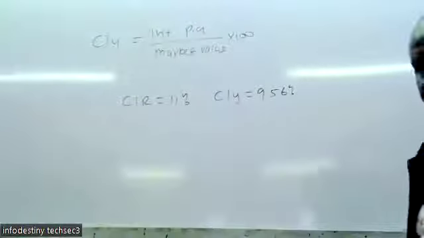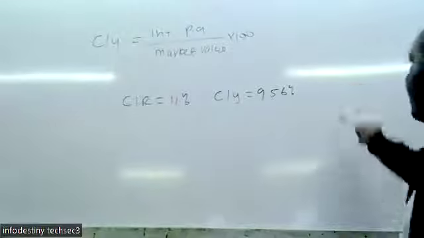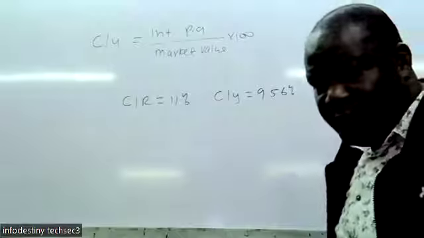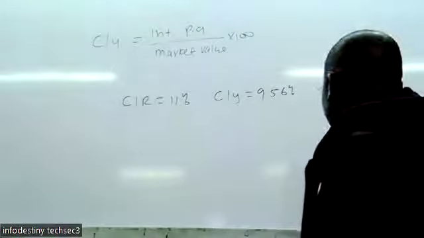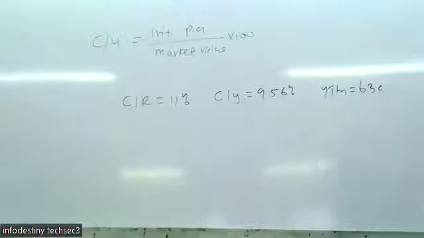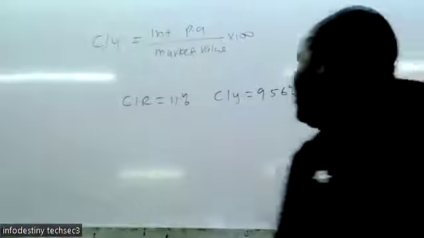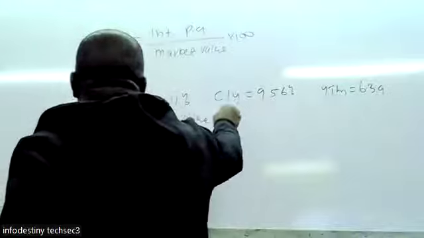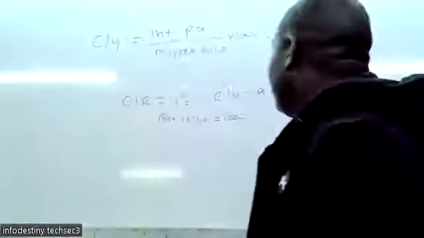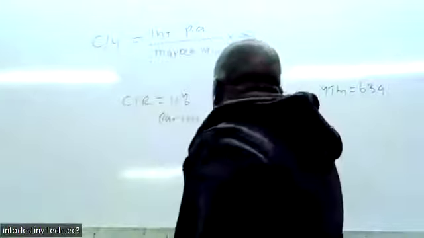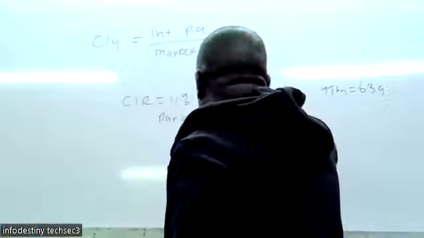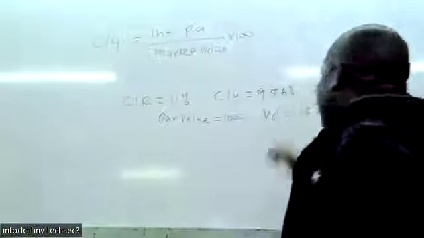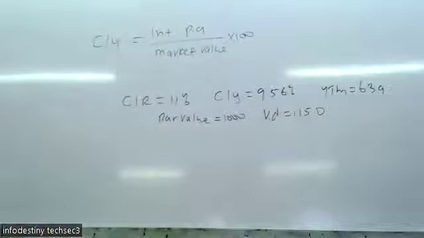Then we have also just calculated our yield to maturity. Yield to maturity, I've seen a figure of 6.39. So those are the figures that we have calculated. Then you are able to see the par value, it is 1,000. Then the current value, or sale value, it is given as 1150. That's now the information that we have.